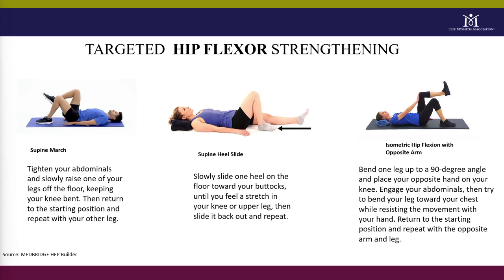The next one is called the isometric hip flexion using your opposite arm. So basically here, you bend one leg up to a 90-degree angle, and you place your opposite hand on your knee, and then try to bend your leg towards your chest while using your hand to resist the movement. So basically, your leg is pushing against your hand, but your leg is not actually moving. It's an isometric exercise. And you may hold it there for a few seconds and then return to the starting position and repeat with the opposite arm and leg.